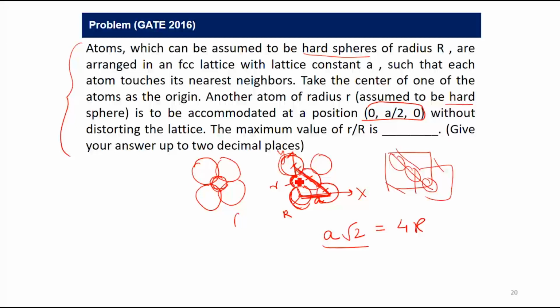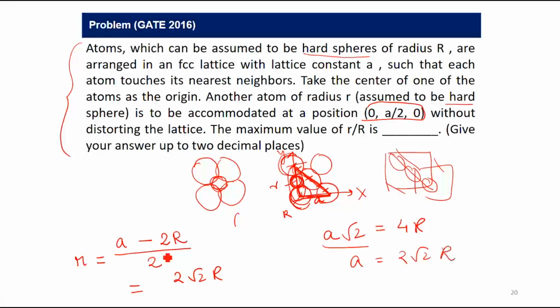Now we need to find this small radius. This radius is nothing but the total, which is a, minus this is 1R, this is 1R, minus twice of capital R. Total is a minus 2R. What you will get is the diameter of this. To get the radius, you will have to divide by 2. So this is nothing but your small r, isn't it? Now a root 2 is 4R, so a will be 2 root 2 R, isn't it? a is equal to 2 root 2 R. So 2 root 2 R minus 2R, divided by 2.